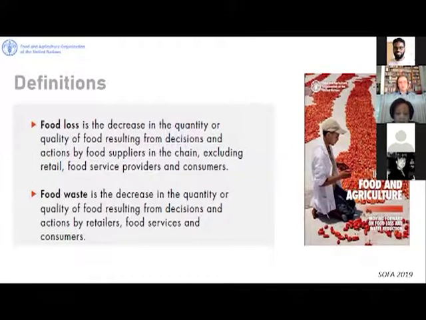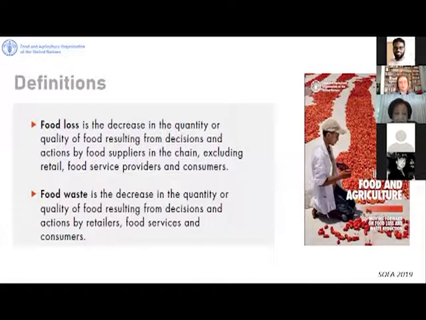To get us all on the same page, what I'd like to do first of all is to introduce FAO's definitions on food loss and waste. These are very well documented also in the State of Food and Agriculture, a flagship publication of FAO, which was published last year and launched in October 2019.